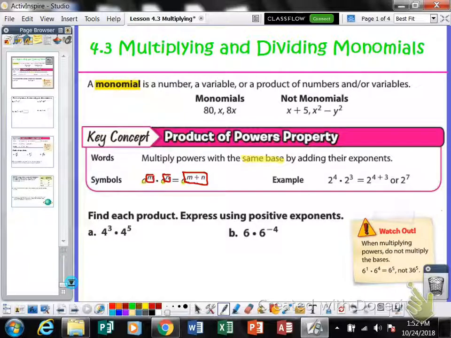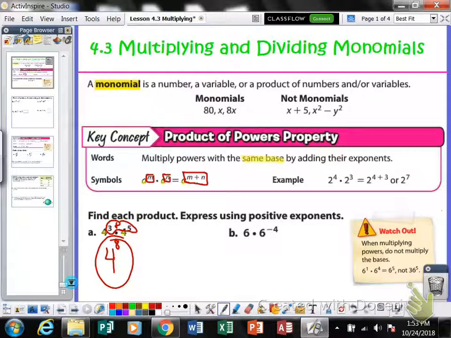So now this is going to revert back to the previous lesson. So 4 to the third times 4 to the fifth. The bases are the same, so therefore our base number is 4. Take 3 and the 5. We get 4 to the 8th. Did we express it using a positive exponent? Yes, we did. There is our answer.